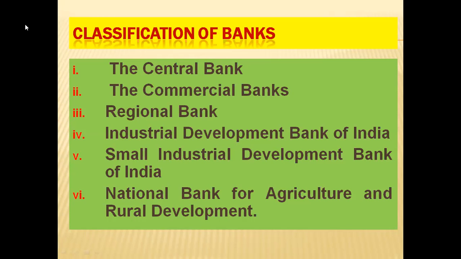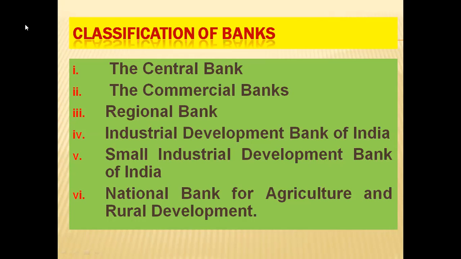This is the monopoly right of the central bank, as no other bank has that right. Therefore, the central bank alone has the power to issue currency. The second term is that the central bank controls the volume of credit. How much money will be given to the banks will be decided by the central bank.